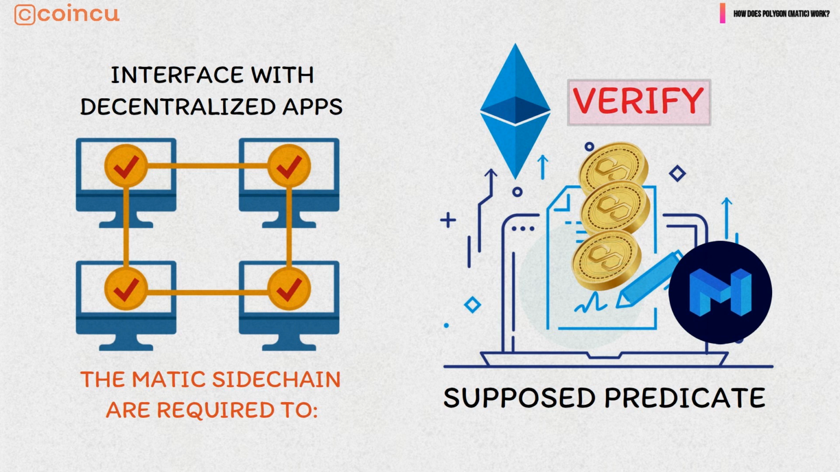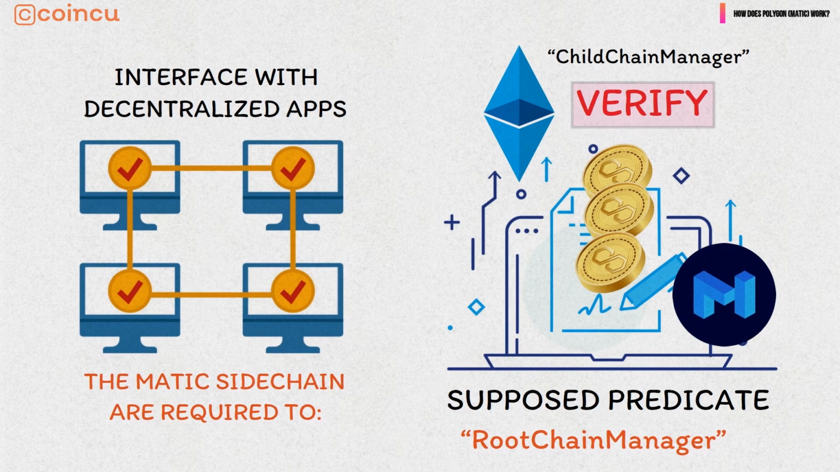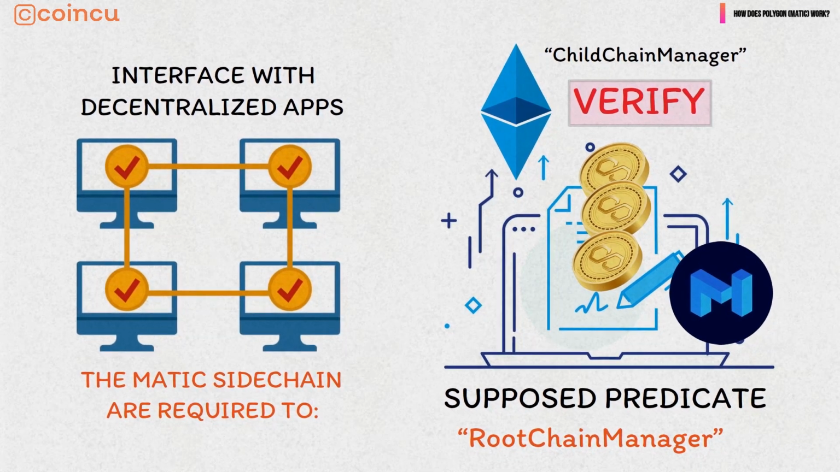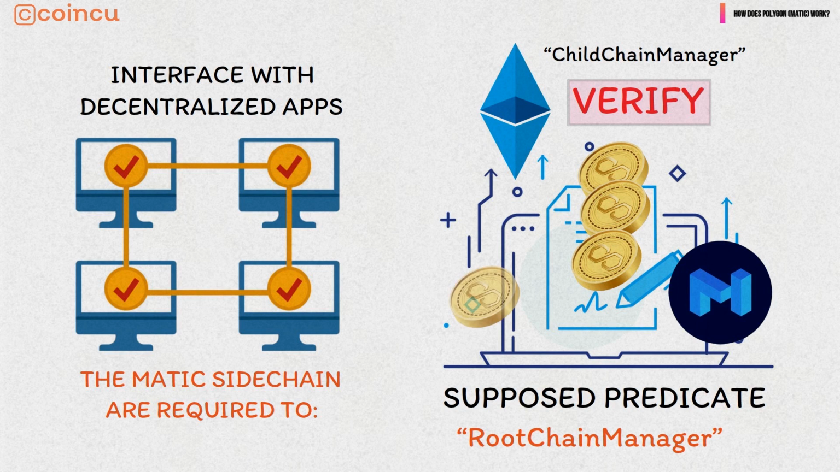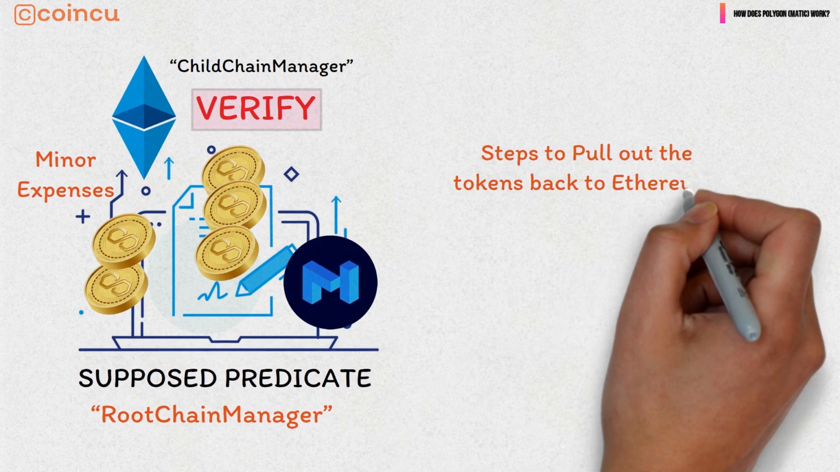In this cycle, a specific smart contract named Root Chain Manager activates another smart contract known as Child Chain Manager that creates the proper measure of locked or stored tokens on the Matic network. When clients accept their tokens on the Matic sidechain, they can move them quickly within the network with minor expenses. This implies that giving or exchanging liquidity utilizing a decentralized trade on Matic will cost the client pennies rather than heavy dollars. Steps to pull out the tokens back to Ethereum.